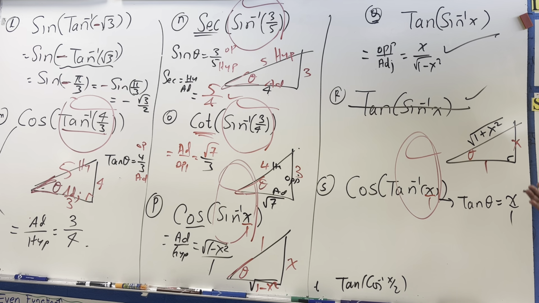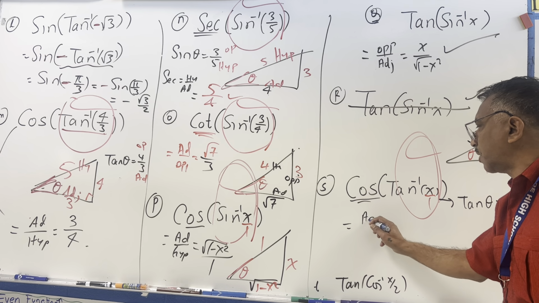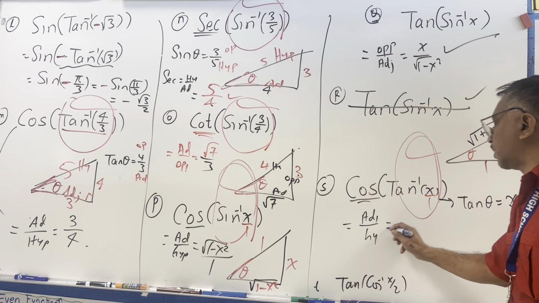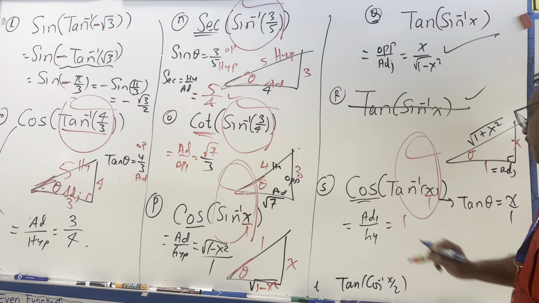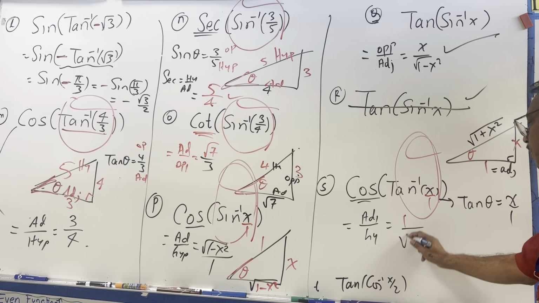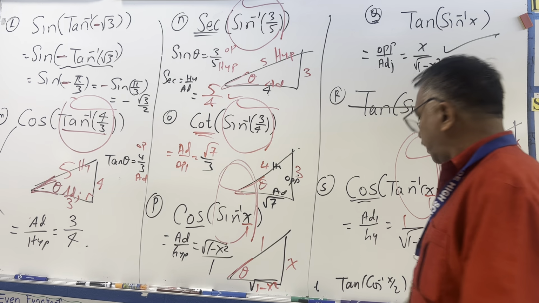Okay. And then the question is, this is cosine. What is cosine? It is adjacent over hypotenuse, which is adjacent. Right now here is 1, so this is 1. And the hypotenuse is square root of 1 plus x squared. And finally, the last problem of the day.